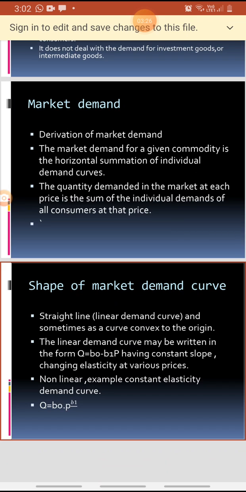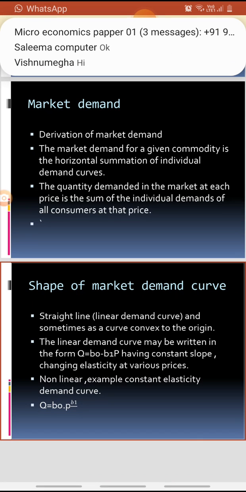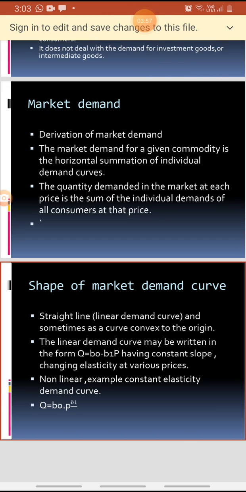Then what is the shape of the market demand curve? Straight line, diminishing line, and sometimes a curve convex to the origin. Then a linear demand curve may be written in the form of Q = B0 - B1P, having constant slope and changing elasticity at the various prices. Then the non-linear form, for example the constant elasticity demand curve, is a non-linear demand curve. It is a constant elasticity demand curve.